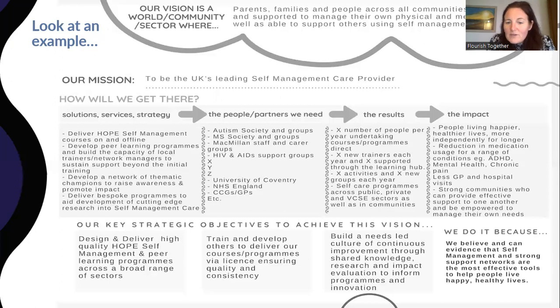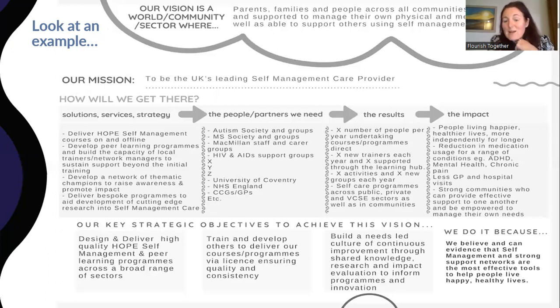And they're saying that they're going to build a needs-led culture of continuous improvement through shared knowledge and research. So with strategic objectives, they're not just opting for one sector or area, they want a broad range of sectors they're going to work with. They're going to train and develop others, so that they've got the capacity to build people and teams in different areas to deliver what they're doing, and they're going to build a culture of continuous improvement through an online knowledge sharing platform, and a way of evaluating and improving what they're doing is going to be key.